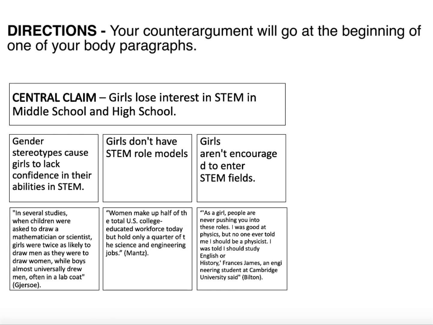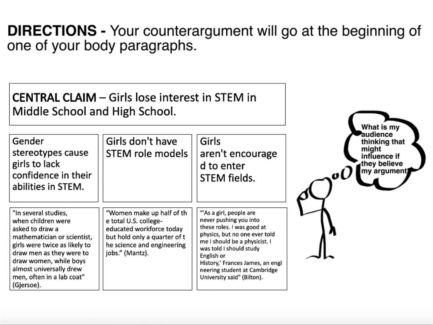So right now, I want for you to start by asking yourself, what is my audience thinking that might influence if they believe my argument or not? What's something that they might already believe that really is causing them to maybe not agree with my central claim? So my central claim is that girls lose interest in STEM in middle school and high school. So some people might believe that girls actually just aren't intrinsically as interested in science and math, that science and math really are boy things, that guys just are way more interested in how things work.